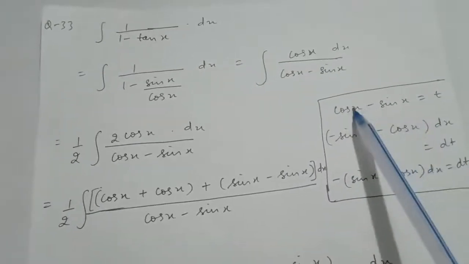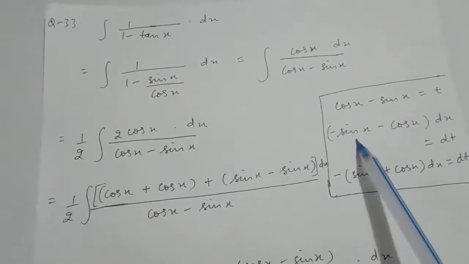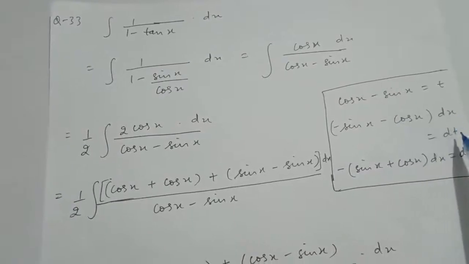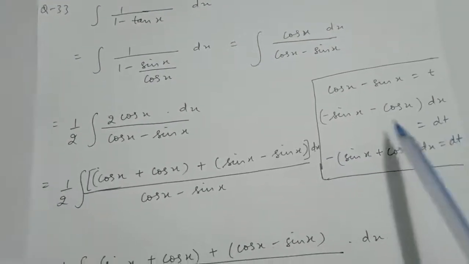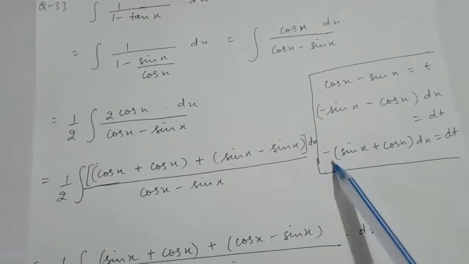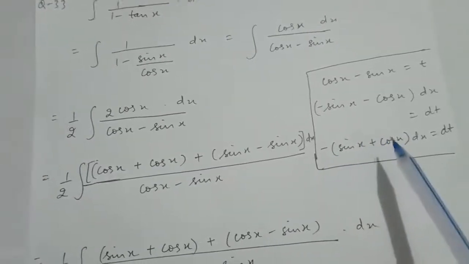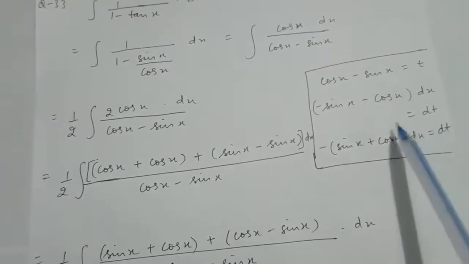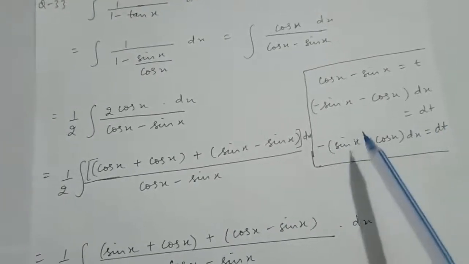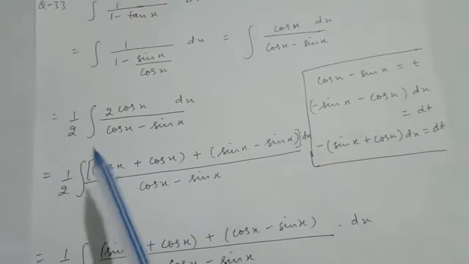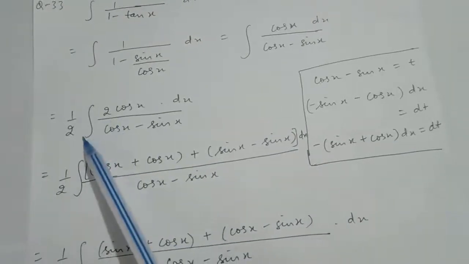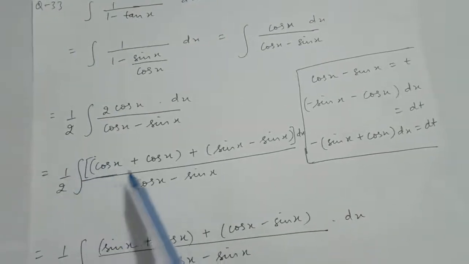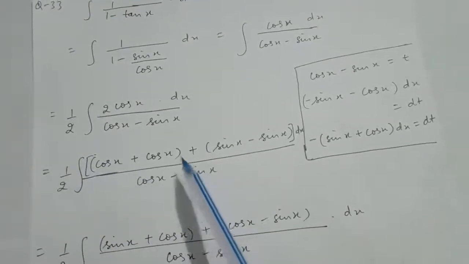So you will get the derivative of cos x is minus sin x, minus the derivative of sin x is cos x, into dx equal to dt. Now take out minus common from both of these terms. So you will get sin x plus cos x into dx equal to dt. Now we will try to make this in the numerator. For this, multiply and divide the integral by 2. Now 1 by 2 as it is, cos x minus sin x also as it is.